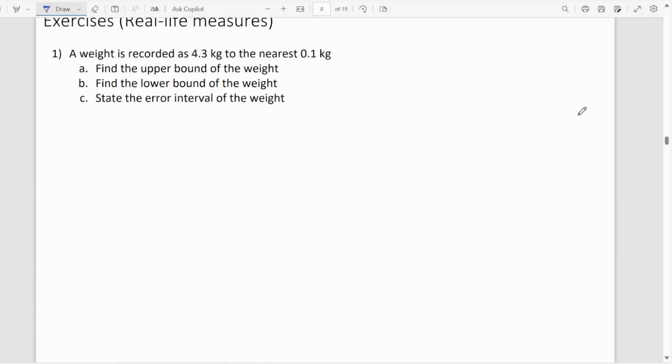Okay, so a weight is recorded as 4.3 kilograms to the nearest 0.1 kilogram. Find the upper bound. As usual, you should pause the video and solve those on your own, then check your answer. So the unit of round is actually 0.1. Dividing that by 2 gives us 0.05. This is my error.